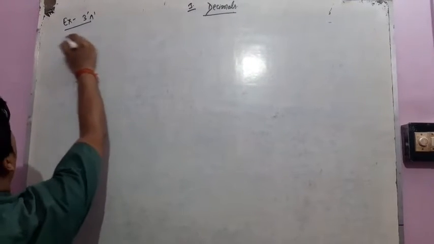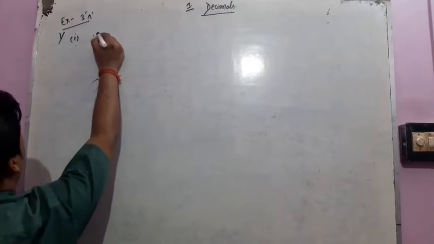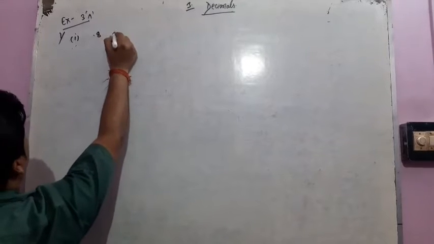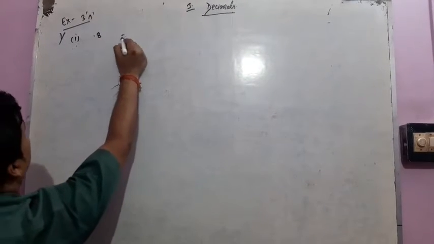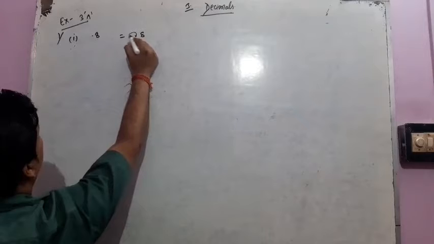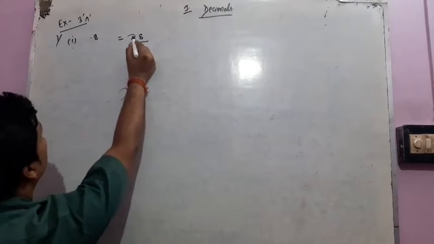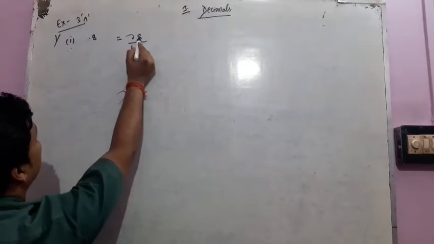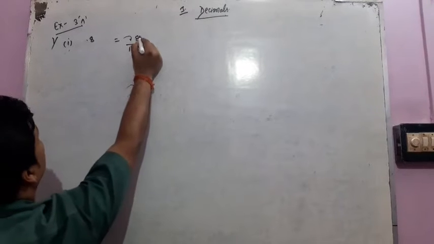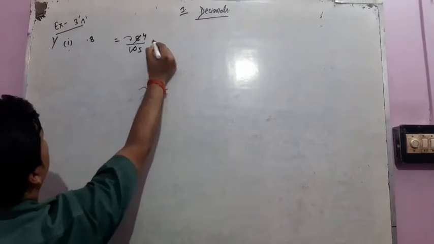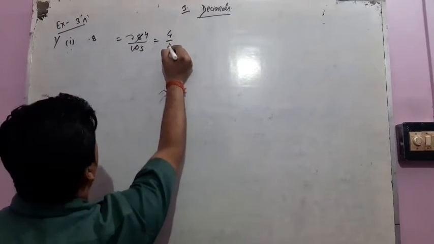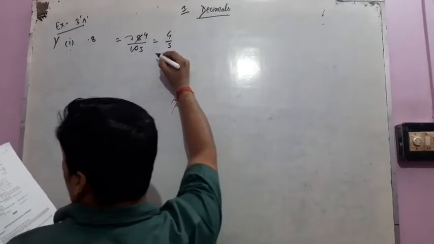For example, we have to convert decimal 0.8 into a fraction and then into the simplest form. For converting decimal 0.8 into a fraction, we have to remove the decimal. When we remove the decimal, 1 comes, and after the decimal there is 1 digit, so we have to put 1 zero here. 2 fours are 8, 2 fives are 10. The result will be 4 by 5. Look at one more example here.